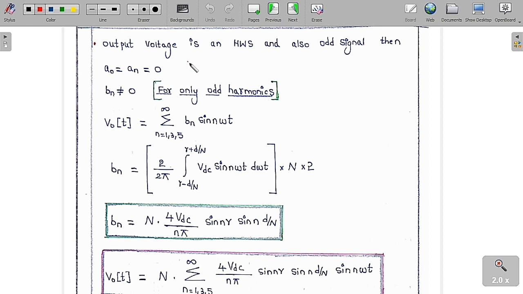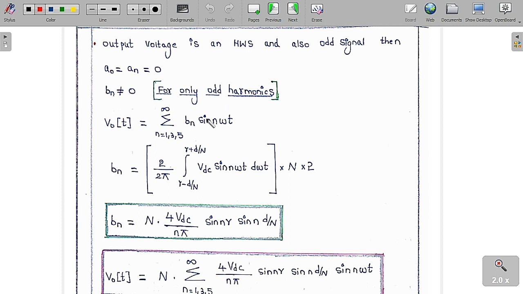If it is an odd signal, I have already told you that A0 is equal to 0 and also An is equal to 0, whereas Bn is not equal to 0 only for odd harmonics. See, only odd harmonics are going to be present, only the odd harmonics of sine terms. So whenever a signal has half-wave symmetry and is also an odd signal, then A0 is equal to 0 and An is also equal to 0, and Bn is not equal to 0 only for odd terms. Only odd harmonics are going to be present.